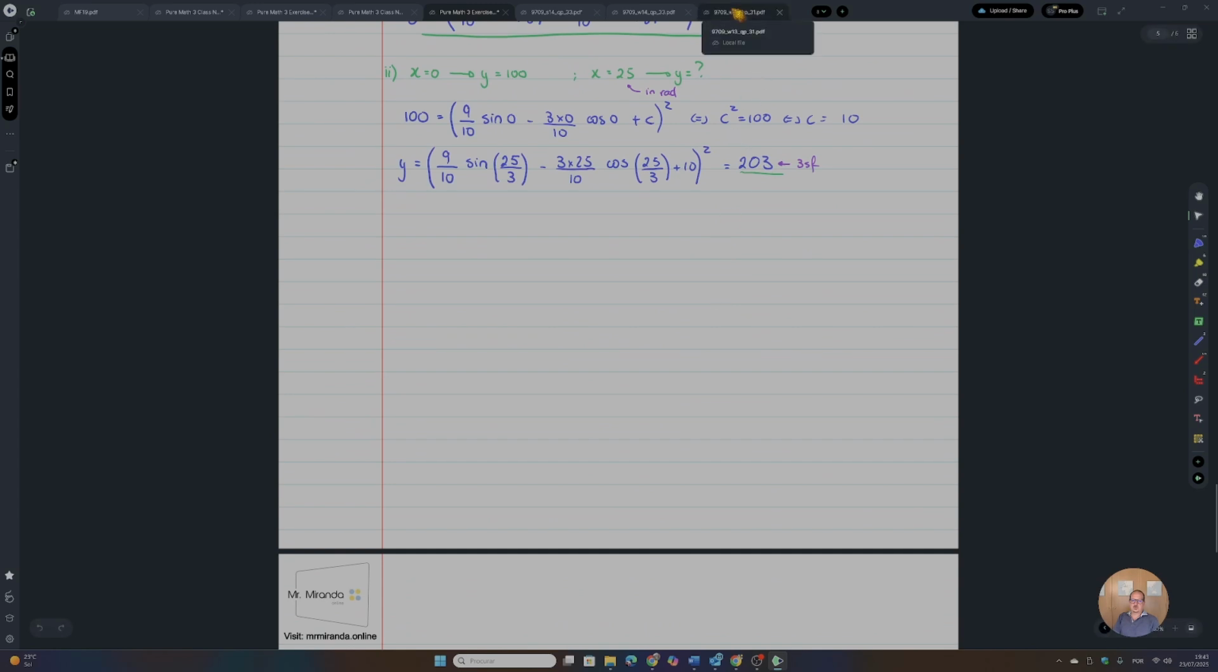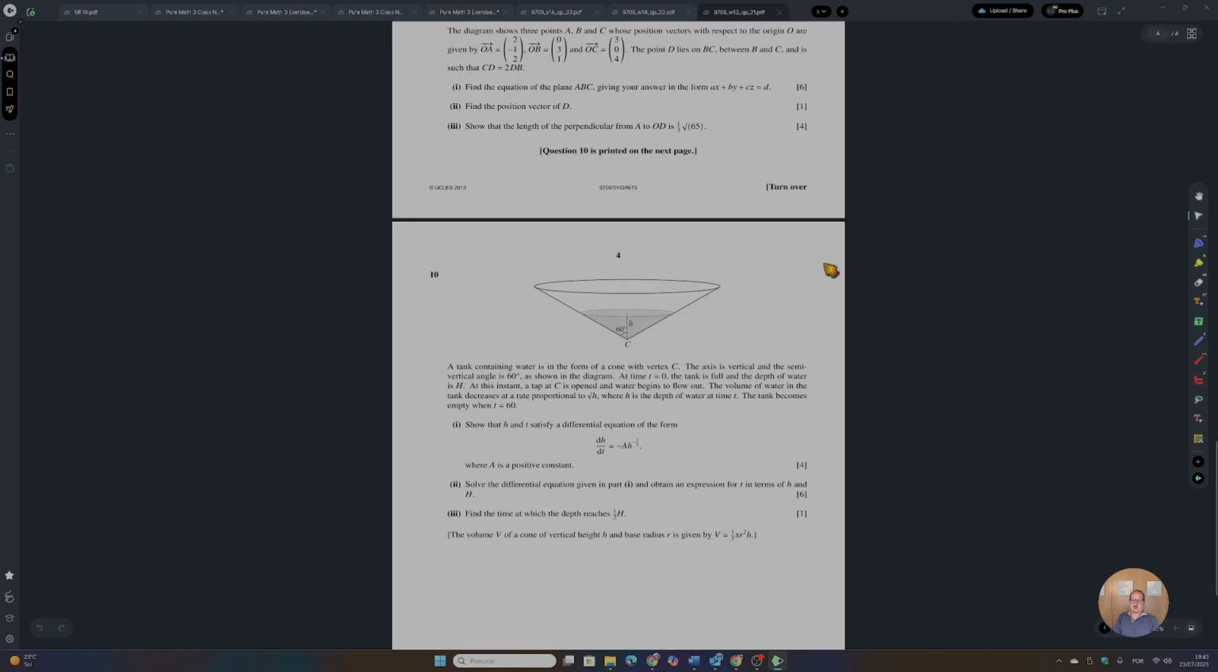Last question. Winter 2013 question paper 31. This is the most interesting because it relates to a real life situation. Okay. A tank containing water is in the form of a cone with vertex C. The axis is vertical and the semi-vertical angle is 60 degrees, as shown in the diagram.